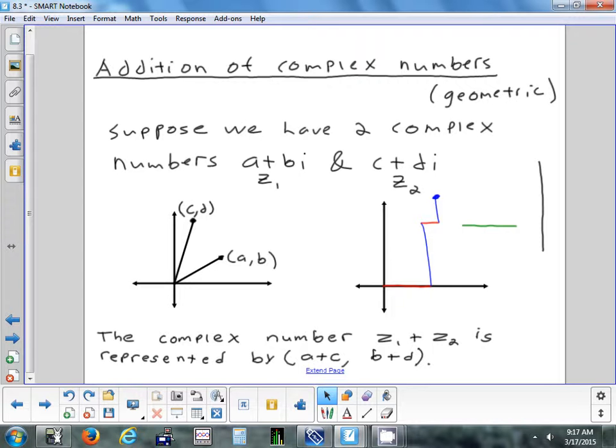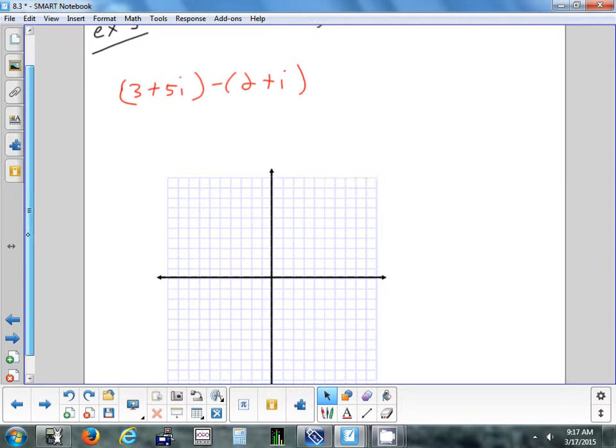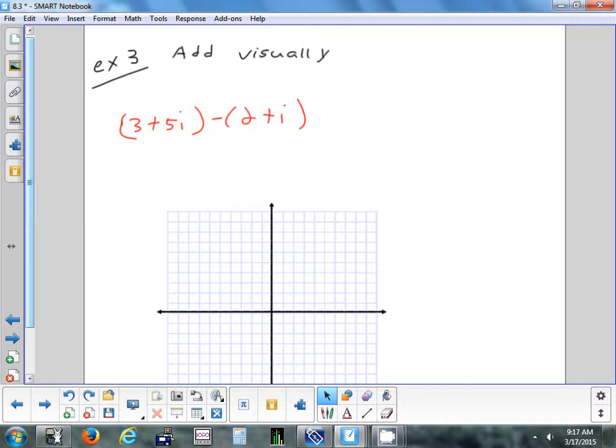Most of the time we're not going to do it visually because it takes a long time to draw. We'll just add it up like we have in the past. I just wanted to show you that idea. So we'll try this one. We've got 3 plus 5i minus 2 plus i. Okay, what should I get?